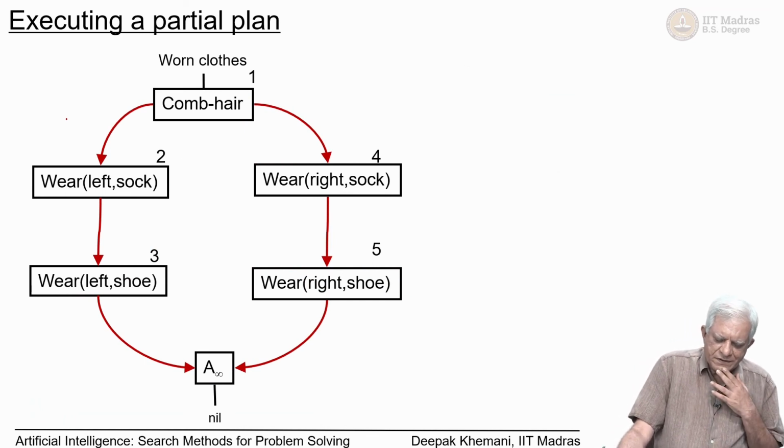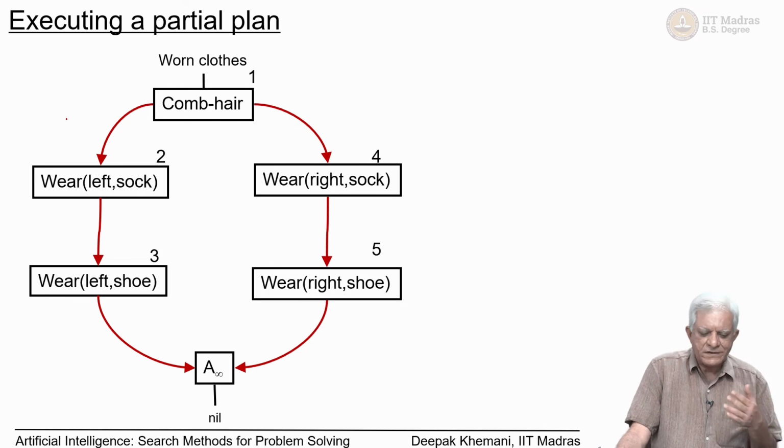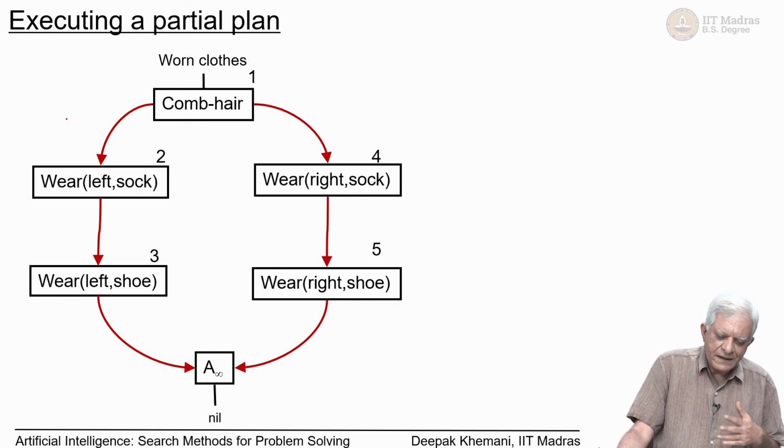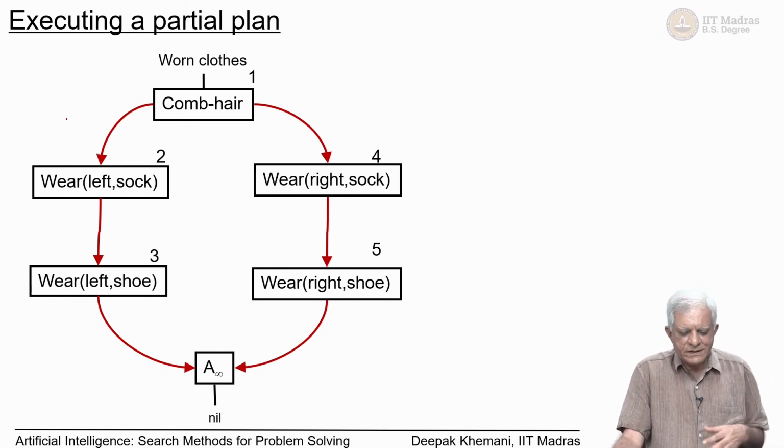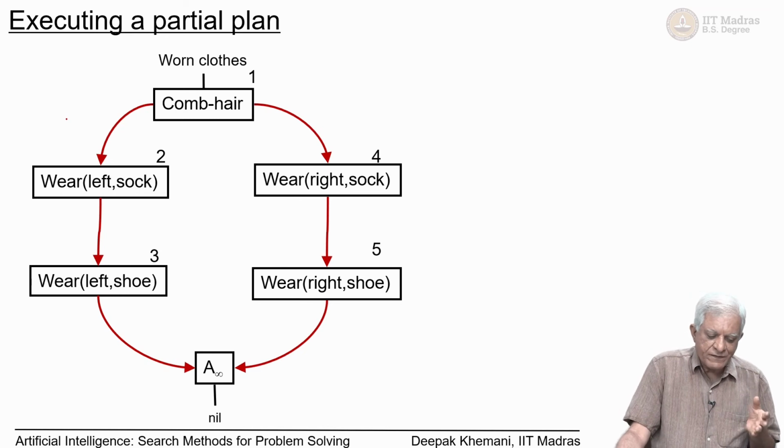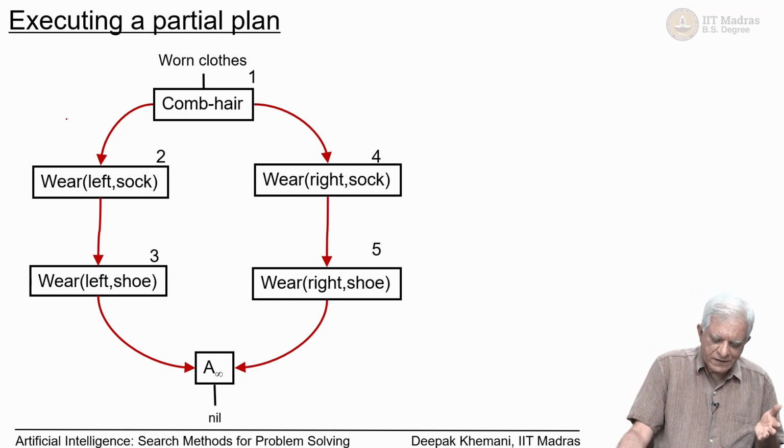Here is another example of a partial plan. Suddenly we have started talking about parallel plans which can be executed in parallel essentially. Let us say that you are getting ready to go to college or office, and this is your plan every day in the morning: you wear your clothes, then you comb your hair, then you wear your left sock, and after wearing the left sock you can wear the left shoe, and likewise you wear your right sock, and after wearing the right sock you can wear the right shoe, and they have to be done in order.